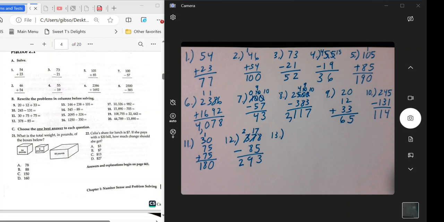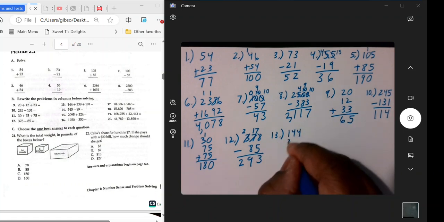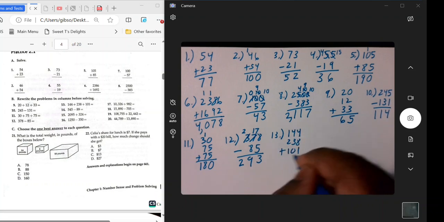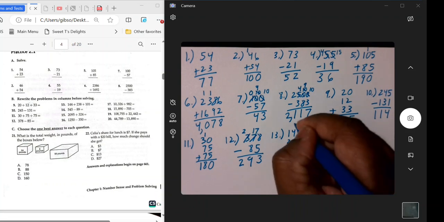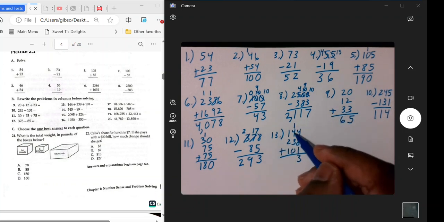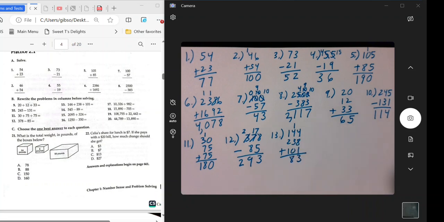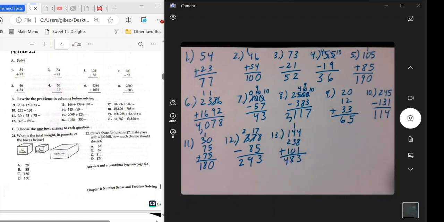So now we go to problem 13. Problem 13, if you notice here, we have three-digit numbers that we have to add. So we will line these up: 144, 238, plus 101. Now when we add these up, we have 4 plus 8 is 12, plus 1 is 13, carry a 1. 1 plus 4 is 5, plus 3 is 8, plus 0 is 8. 1 plus 2 is 3, plus 1 is 4. So that's 483.